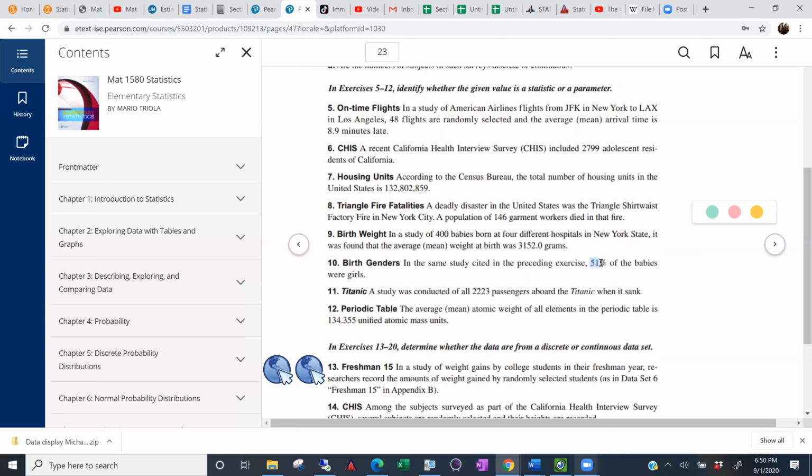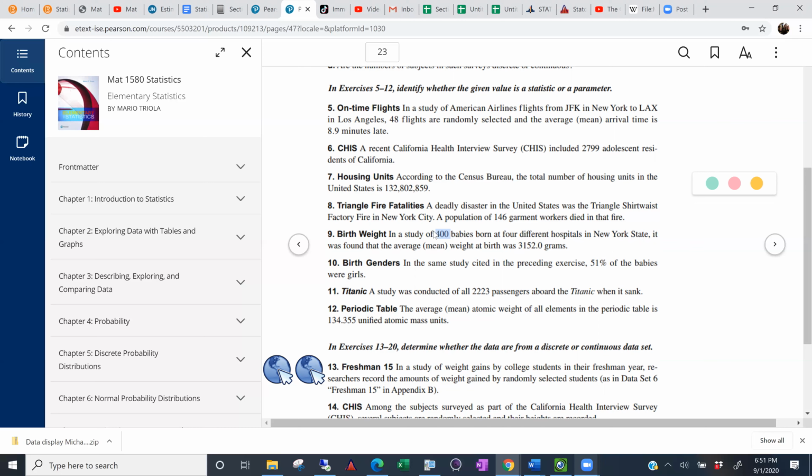Parameter. Parameter? Yeah. Parameter. There's some disagreement here. Hash it out. Do you think that the 400 babies represents all the babies born in New York? No. Or all the babies born in these hospitals? No. I'm guessing that there's a lot more babies born in the state of New York.